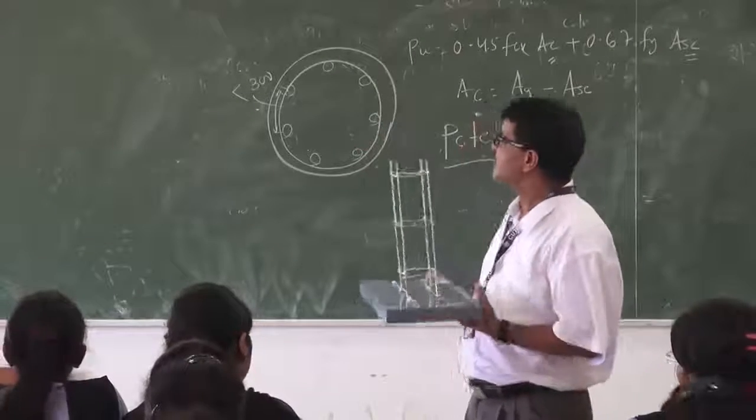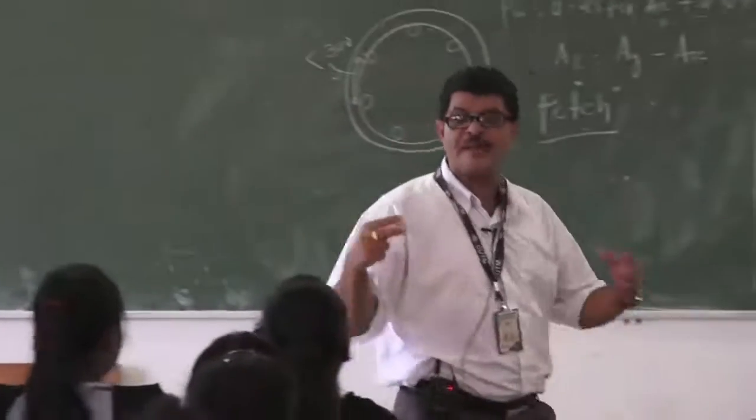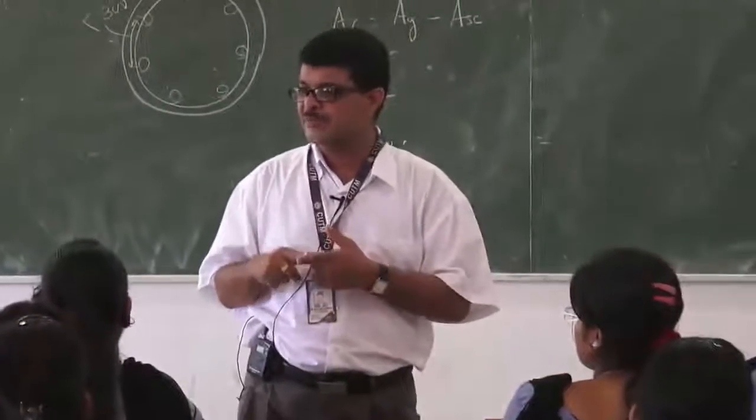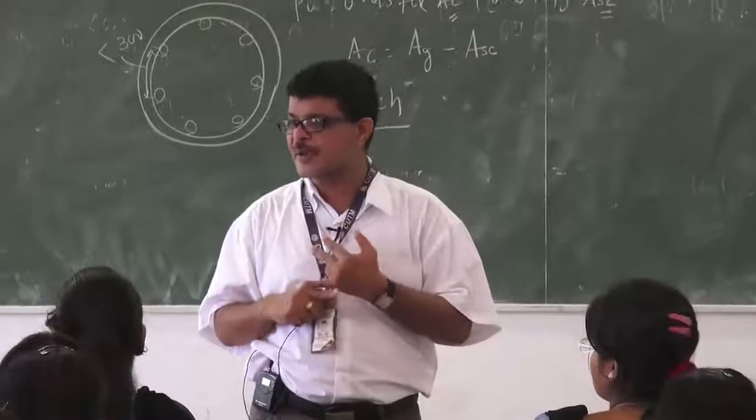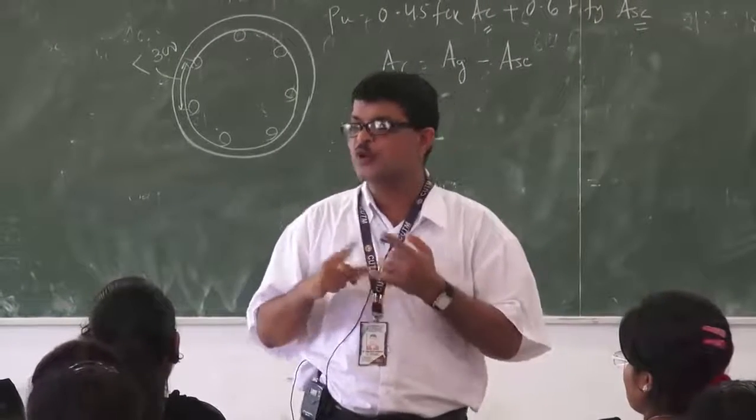What does it say about the diameter? First see the diameter. The diameter of the polygonal links or lateral ties shall not be less than 1/4 of the diameter of the largest longitudinal bar. In a column, it is not always the same bars. You can give a combination of bars: 20 mm bars, 16 mm bars; 20 mm bars, 25 mm bars; 25 mm, 28 mm bars. Consecutive bars are given.